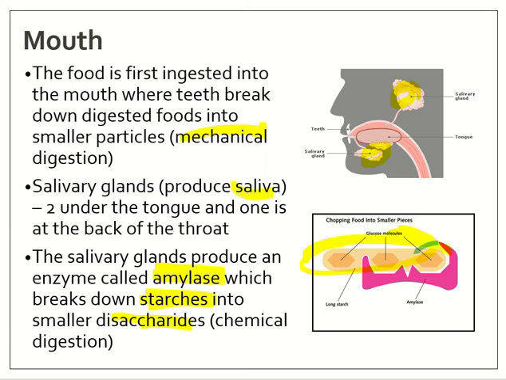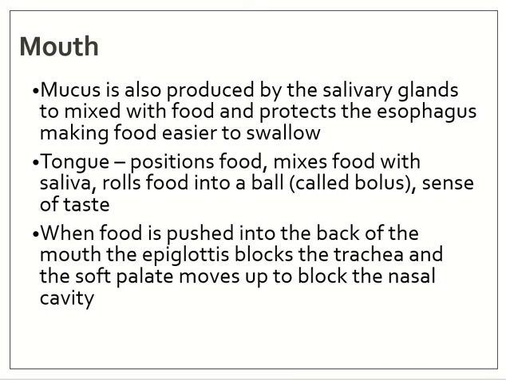Okay, so let's just recap. In the mouth, we have mechanical digestion: teeth and tongue moving that food around, breaking it down physically. And then in the saliva you have amylase, which is an enzyme that breaks down your carbohydrates. Once that breakdown is happening, the tongue is going to create this bolus, which is going to get pushed back in your throat and then eventually down the esophagus.